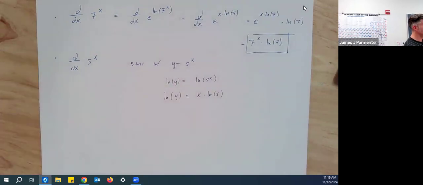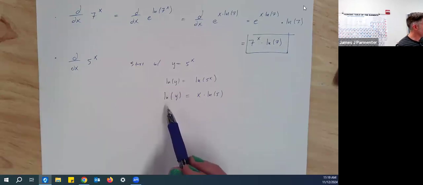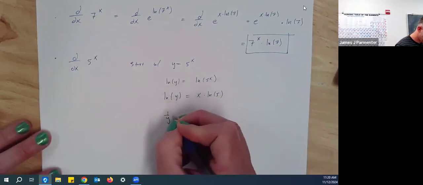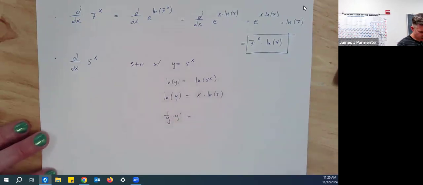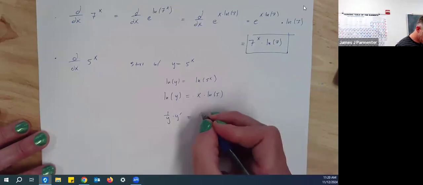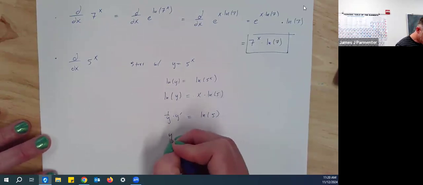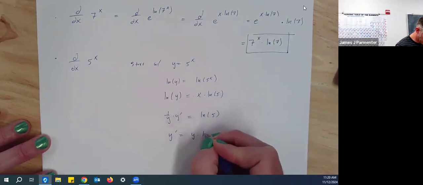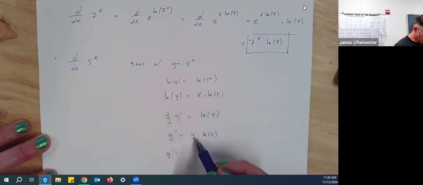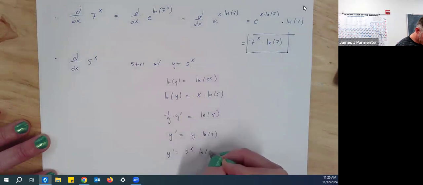And if we take the derivative of both sides here, implicitly, the derivative of the natural log of y is going to be 1 over y times the derivative of y. On the other side, just like before, the derivative of x times the constant is just the constant, just the natural log of 5. And then we can multiply both sides by y, so that y prime is equal to y times the natural log of 5. And then we can get that y prime is equal to y, which was 5 to the x, times natural log of 5.